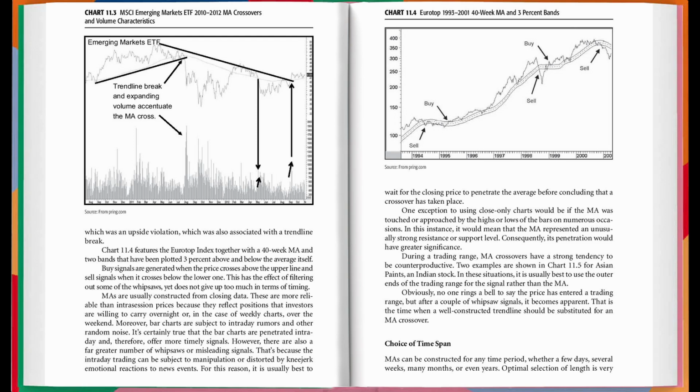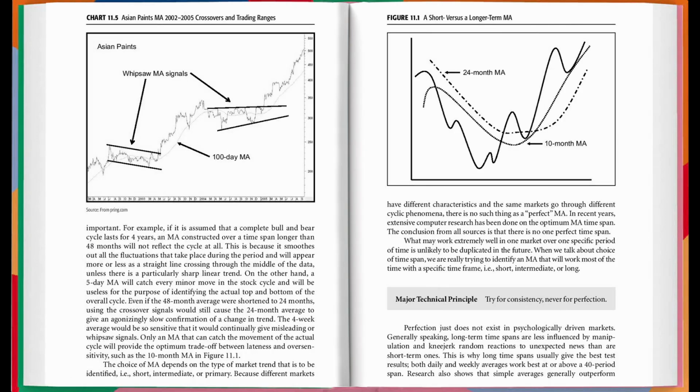Choice of time span. MAs can be constructed for any time period, whether a few days, several weeks, many months, or even years. Optimal selection of length is very important. For example, if it is assumed that a complete bull and bear cycle lasts for 4 years, an MA constructed over a time span longer than 48 months will not reflect the cycle at all.